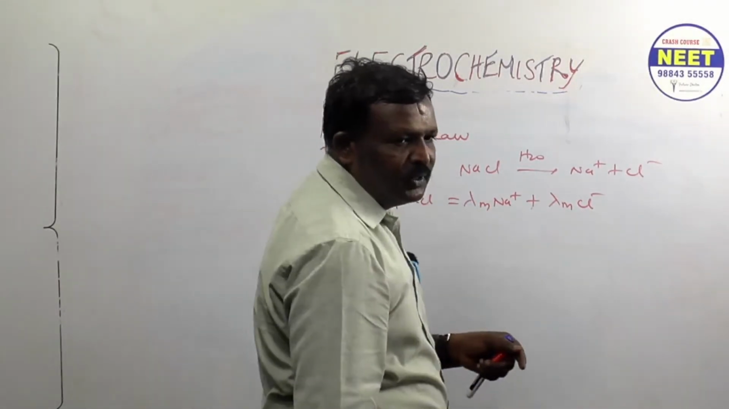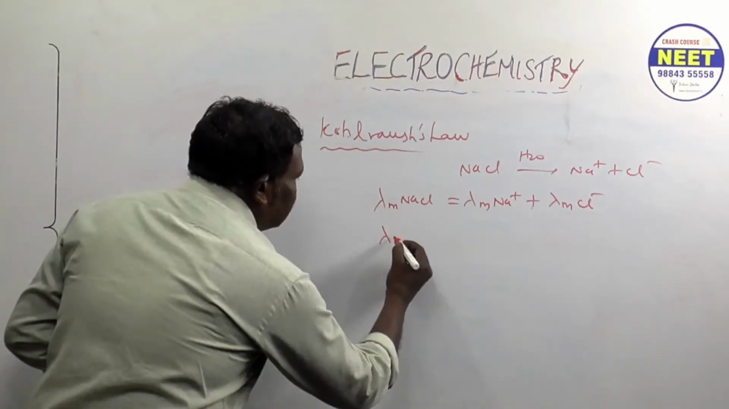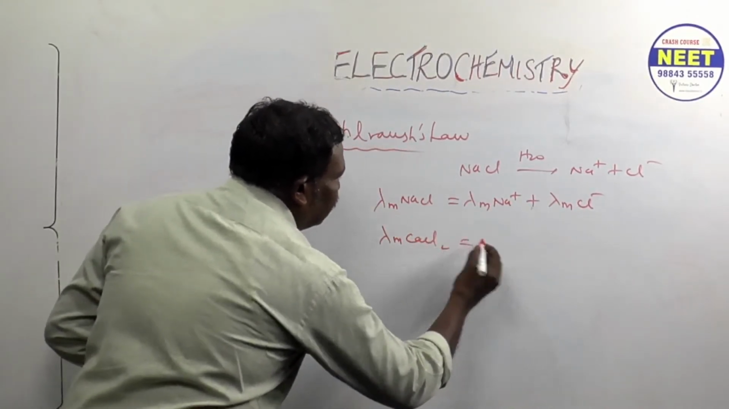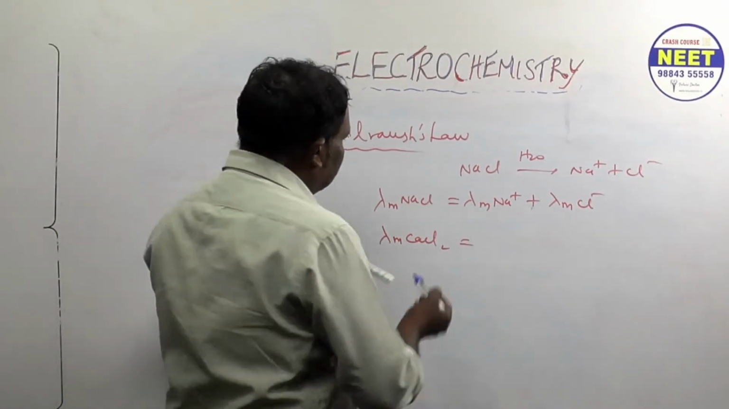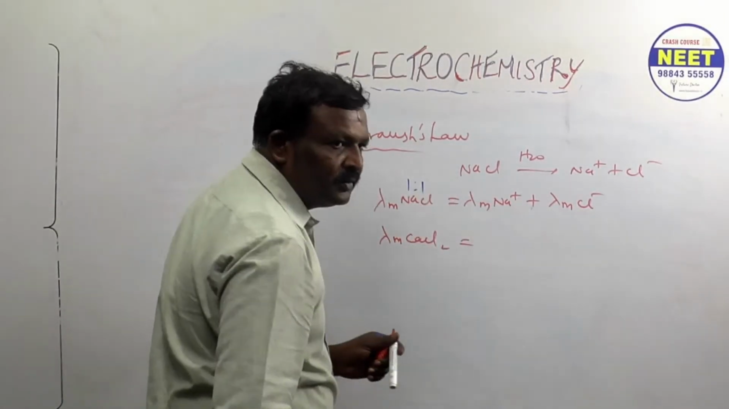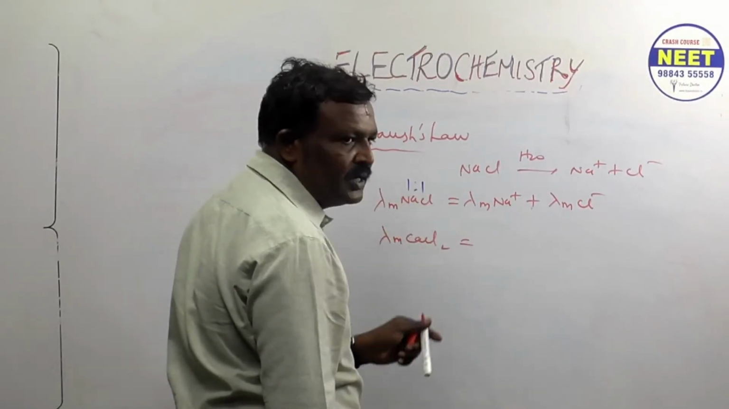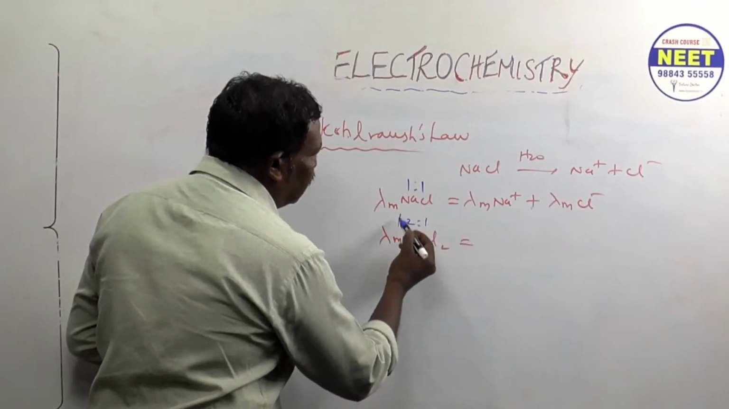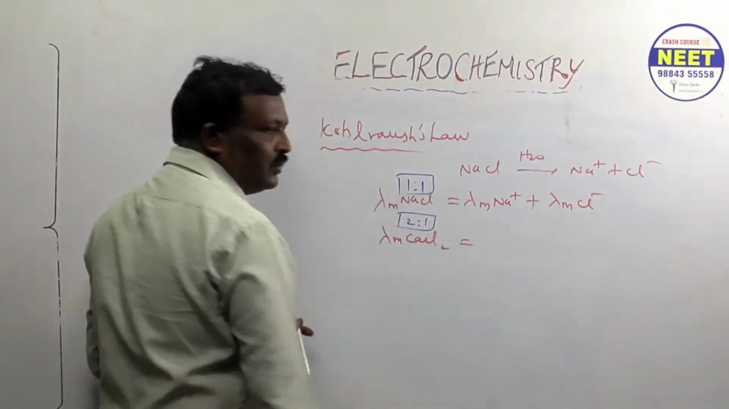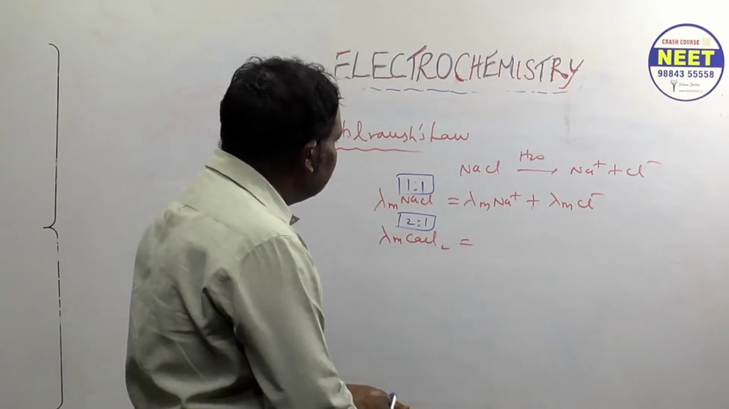Univalent is very simple. But bivalent: see, lambda m naught of calcium chloride. Sometimes they ask, NaCl is called a 1:1 electrolyte, both having valency 1. But this has valency 2, a 2:1 electrolyte. This also keep in mind.